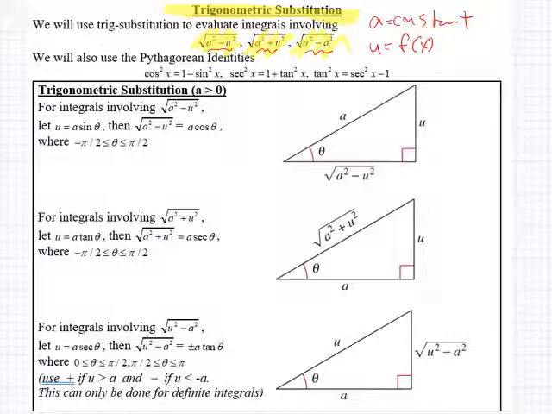An example would be, say, the square root of 9 minus x squared. That would fall into the category of this root. And again, the root's not really the important part. It's the 9 minus x squared. It's the constant minus the function of x squared.